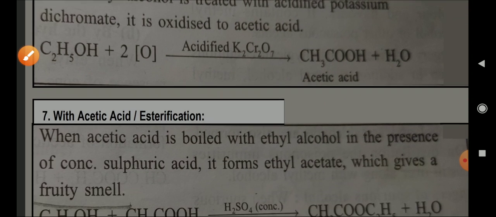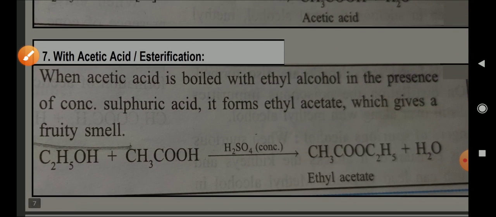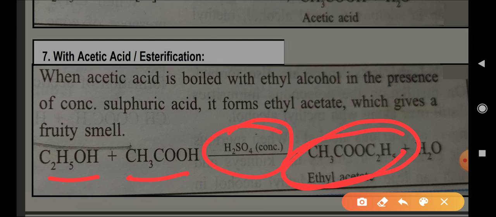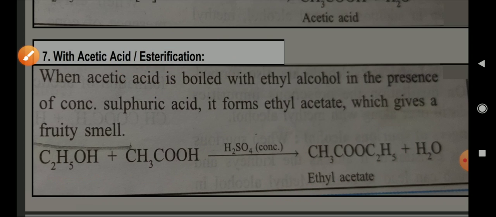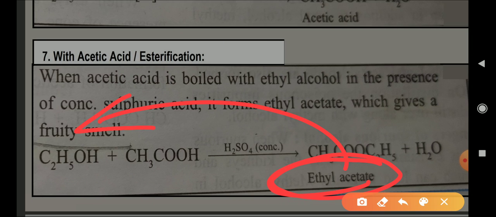Let us move on to another one with acetic acid. Now what happens when ethyl alcohol reacts with acetic acid? When ethyl alcohol reacts with acetic acid in the presence of concentrated H2SO4, ethyl acetate is formed, which is known as esterification. Esterification gives the fruity smell. The compound giving the fruity smell is ethyl acetate.